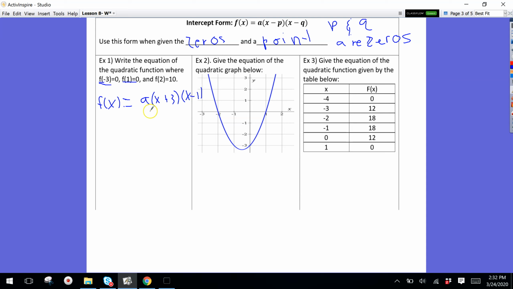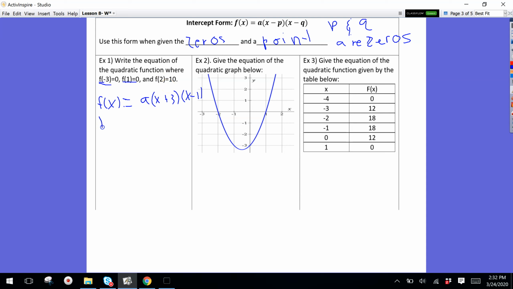If you remember back to how we were solving when we were factoring, how would you solve for these zeros? Well, you set this equal to 0, you would get x equals negative 3. Set this equal to 0, and you would get x equals positive 1, which are obviously the zeros here. So that's why this works out. Okay, and now we're going to use our point like we did before to figure out what a is.